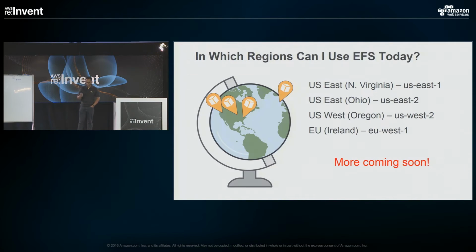Okay? So where can you use EFS today? EFS is available in Northern Virginia, which is US East 1, Ohio, which is our new US East 2 region, our Northwest region in Oregon, US West 2, and then our Dublin, Ireland region. And we have more regions coming in the near future.